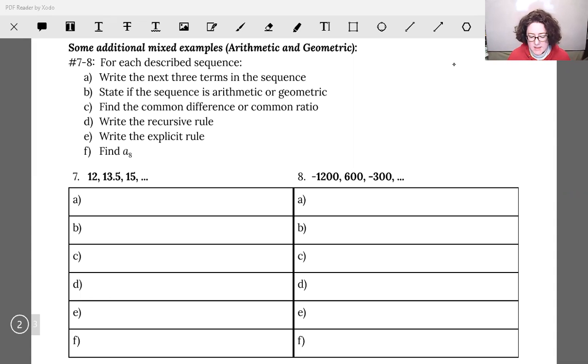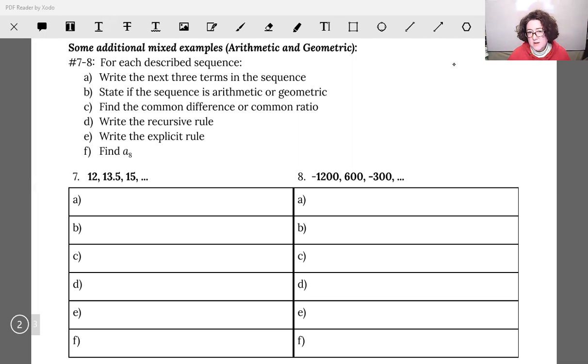So first one, let's just go straight out at figuring out each possible thing we could about each type of sequence. We've got actually 6 things we're going to figure out about each sequence that's given. We need to write the next 3 terms, and in that step we'll be deciding the second piece: is it an arithmetic or geometric sequence? We need to find out what our common difference or ratio is, write a recursive rule, our explicit rule, and we're also going to find the 8th term, a sub 8.